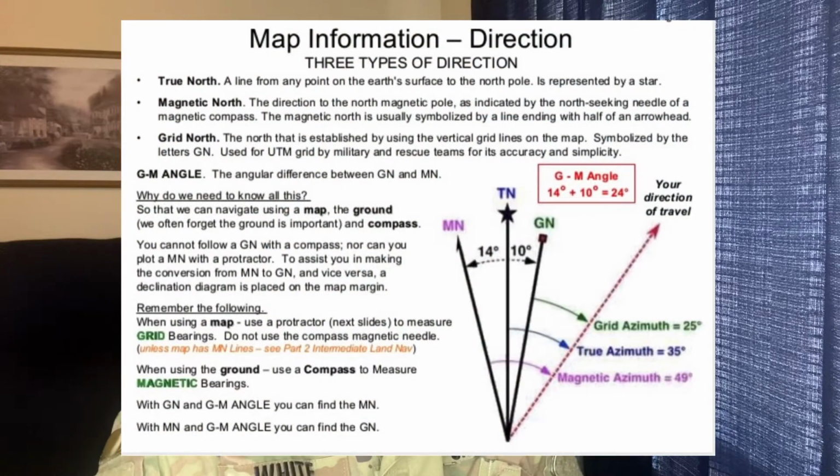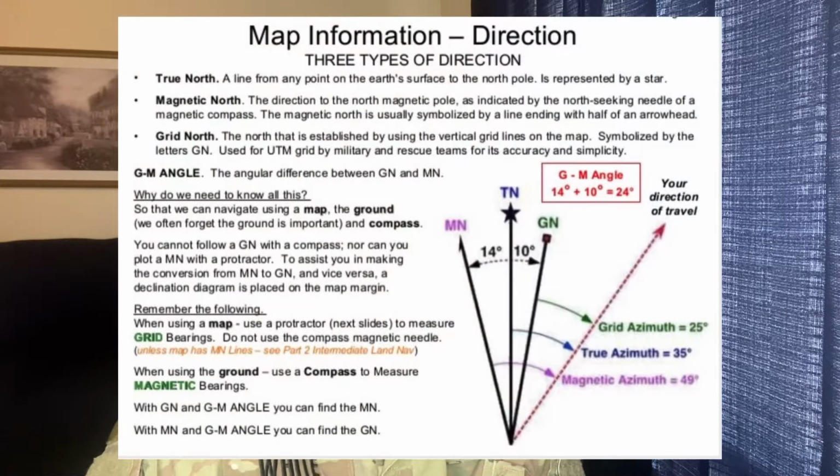True north is a line from a point on the Earth's surface to the North Pole, represented by the star TN. Magnetic north is the direction to the North Magnetic Pole, as indicated by the north-seeking needle of the magnetic compass. So your magnetic compass is your magnetic north. The magnetic north is usually symbolized by the line ending with half of an arrow, and that's MN. Your grid north is the north established by using the vertical grid lines on the map, symbolized by the letters GN, used for UTM grids by the military. Of course, that's what you guys will be using.